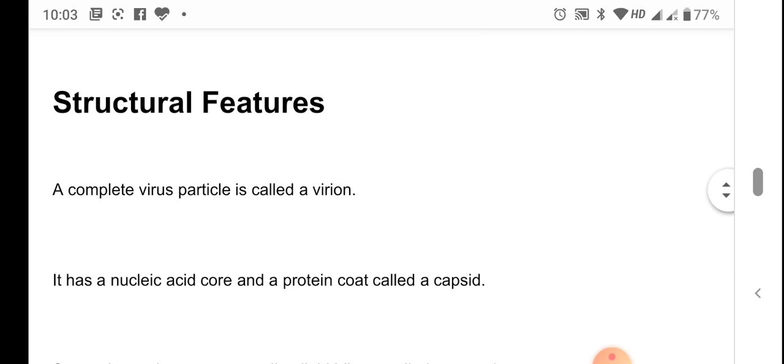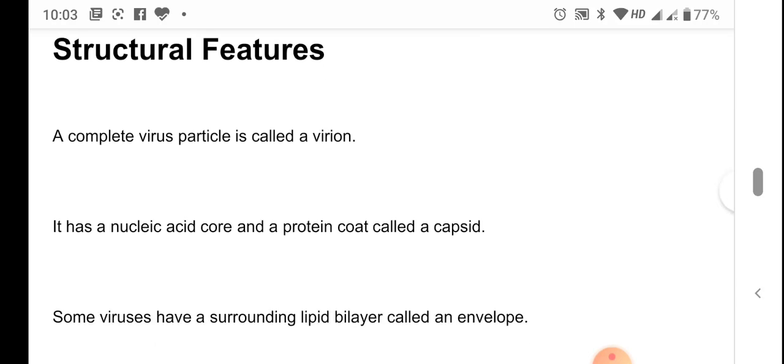Then we will move into the structural features of a virus. A complete viral particle is known as a virion, which we already discussed. This virion has two major components, the nucleic acid core and a protein coat. That's all the virion has. A virion is a viral particle which is capable of infecting a host cell. This is a particle which is outside the host cell, not inside it. It is capable of infecting a host cell. That is a virion. It has a nucleic acid core and a protein coat.